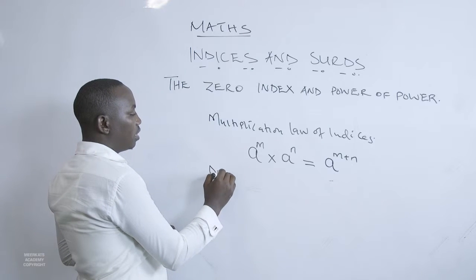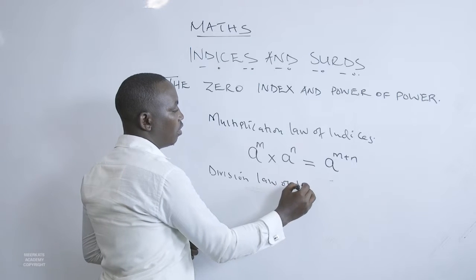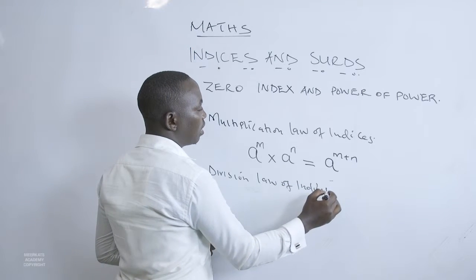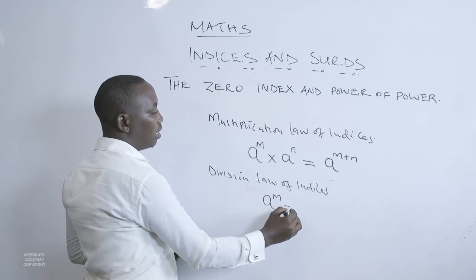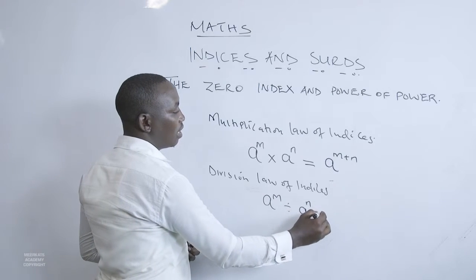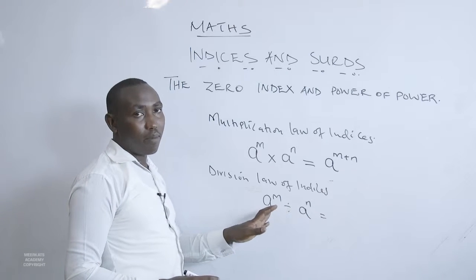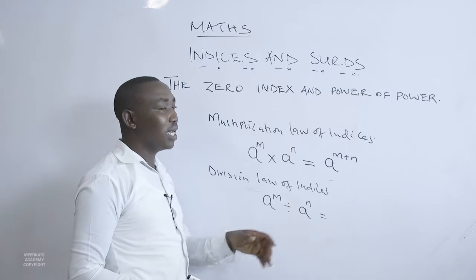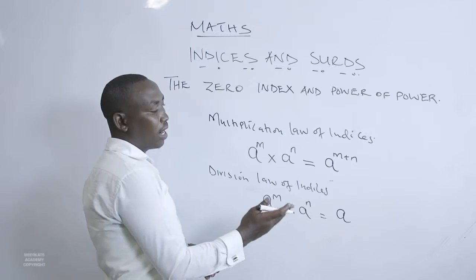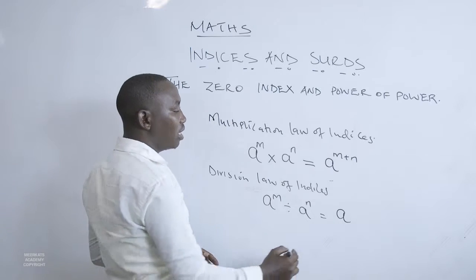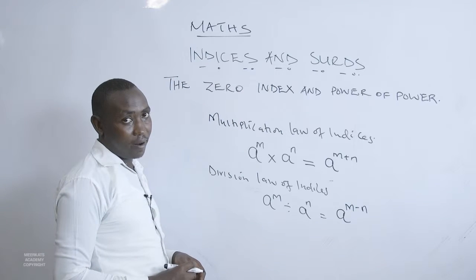For the division law of indices, we said that if you have a raised to m divided by a raised to n, then given that the bases are the same or the factors are the same, this shall be a raised to the difference of the powers, meaning this shall be m minus n.